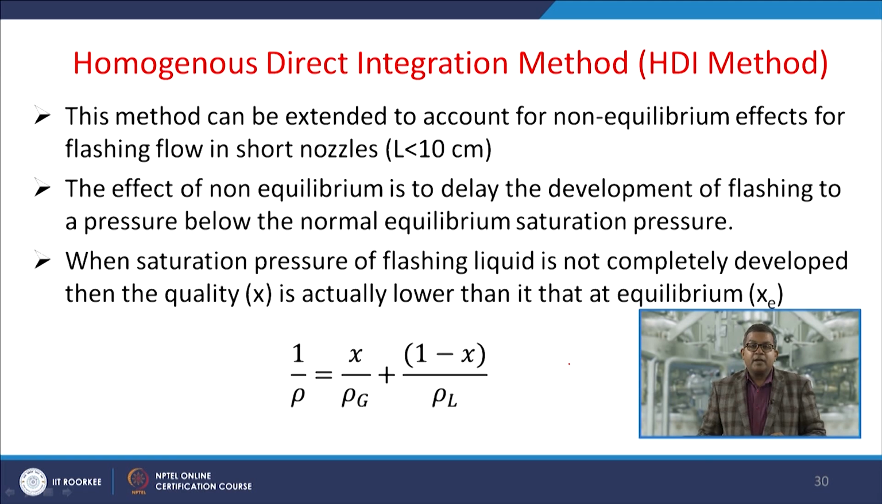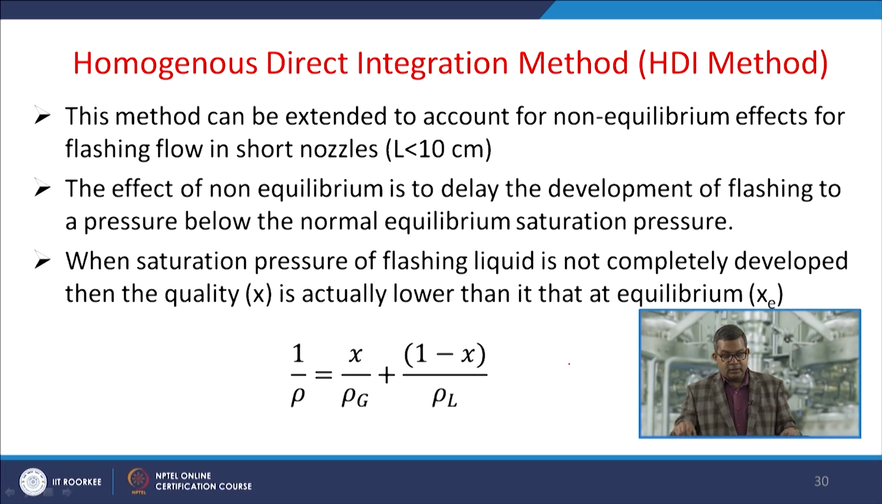Now this method can be extended to account for non-equilibrium effects for flashing flow in short nozzles. So for flashing flow we can take L, that is length, less than 10 centimeter. The effect of non-equilibrium is to delay the development of flashing to pressure below the normal equilibrium saturation pressure. So when saturation pressure of flashing liquid is not completely developed, then the quality factor, that is x, is actually lower than that at the equilibrium, that is xe.